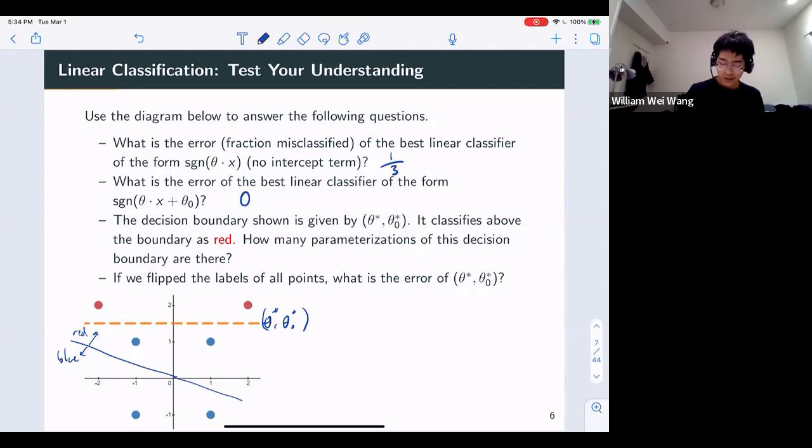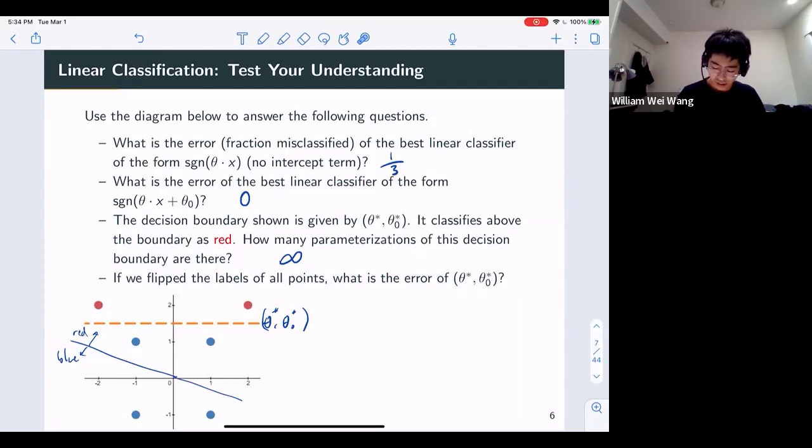For this third question, this is a classifier that we said was perfect. It classifies everything above as red and everything below as blue. How many parameterizations? Well, from what I said, there are infinitely many parameterizations. If you rescale both of these by a certain amount, then you get the same decision rule.